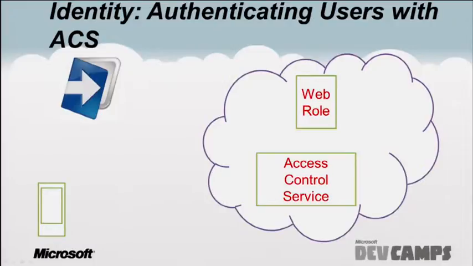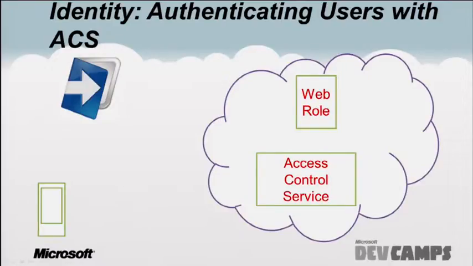Right, so authenticating users with ACS. This is the identity part of our common device scenarios. Now, Wade's sequence diagram was actually quite good, so we'll go through this a bit faster.